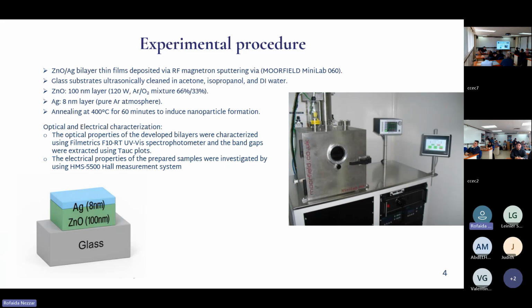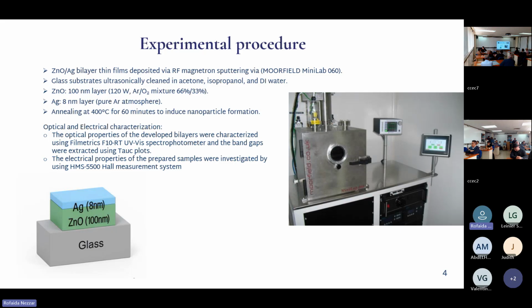under a 120 watt radio frequency power with a gas mixture of argon and oxygen with the ratio of 66% to 33% respectively. Afterwards, the silver layer was deposited to a thickness of 8 nanometers in a pure argon atmosphere.